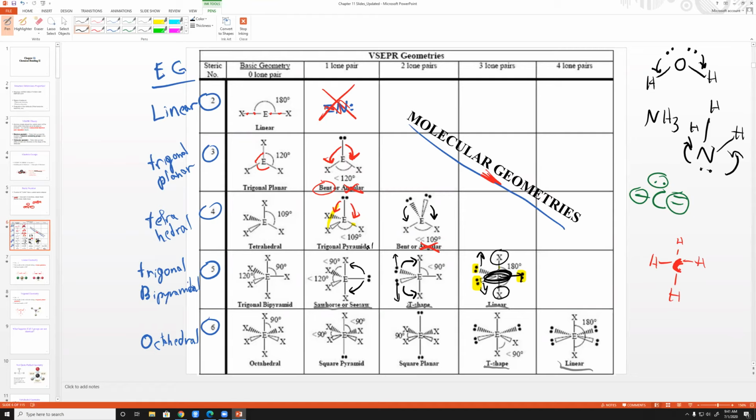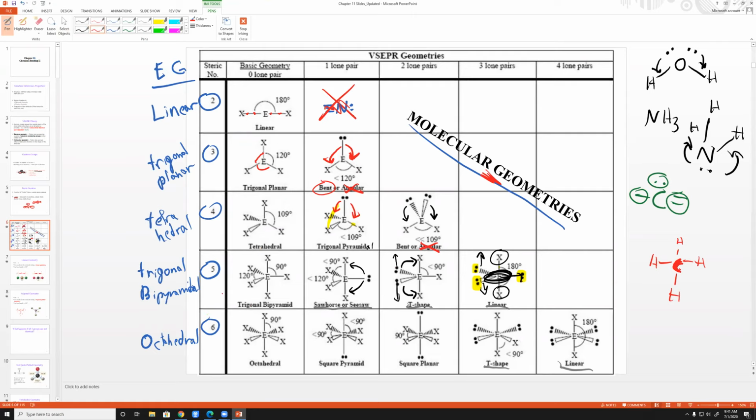So you can have linear in multiple cases where you have just two bonded pairs, and then you could have two bonded pairs and three lone pairs, and you can even have two bonded pairs and four lone pairs, which you'll see next. All right, so those are getting a little bit more complicated, but are there any questions on them? No? Okay, cool.